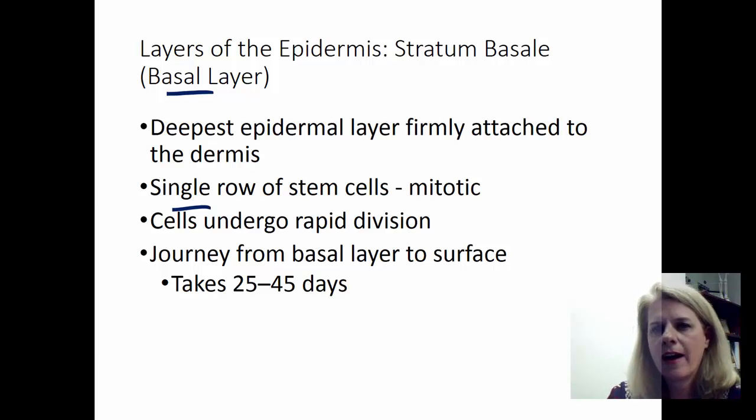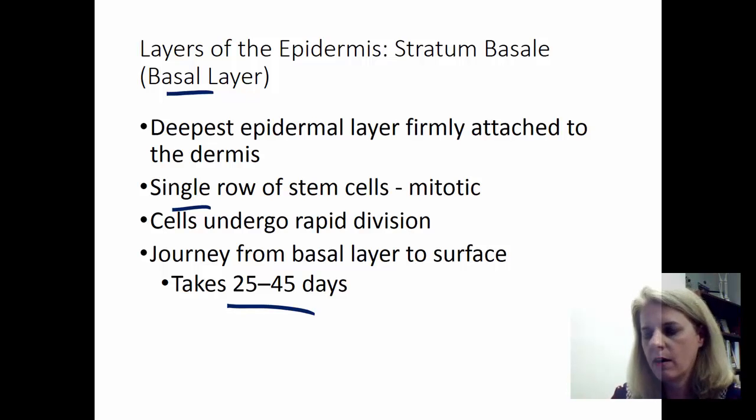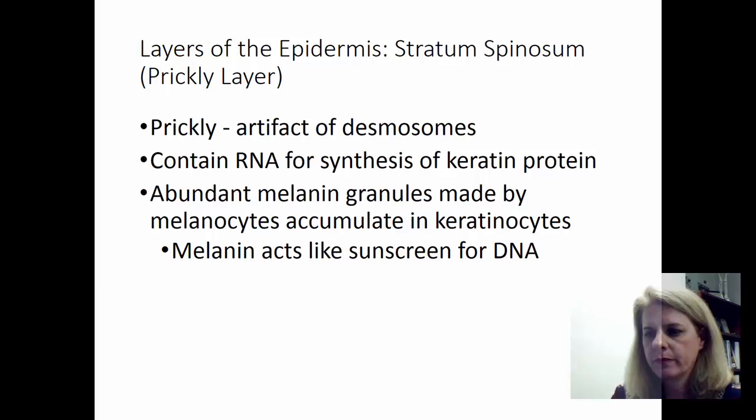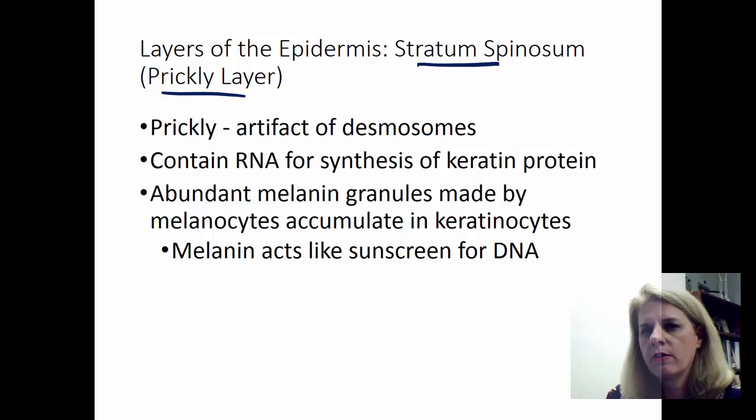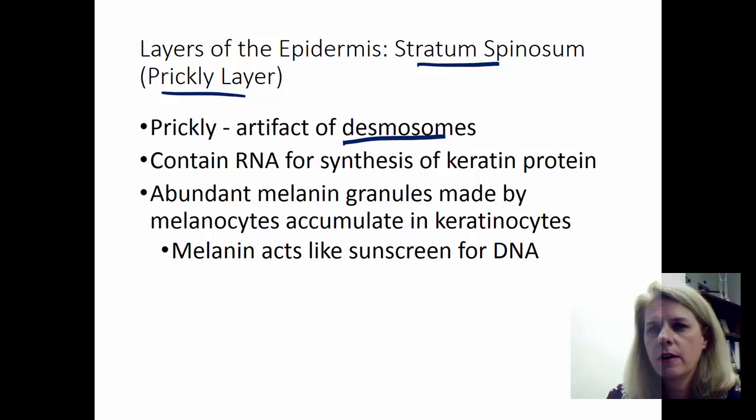A single row of actively dividing cells, and they divide really quickly, and it takes about 25 to 45 days for those cells to migrate from the base layer all the way out to the surface. The stratum spinosum is known as the prickly layer, and that's just an artifact when you take the skin and put it under a microscope. The little desmosomes that are kind of connecting those cells together, they make this little prickly formation. So again, that doesn't really look like that in real life, but under the microscope it does. So it's the spiny layer.